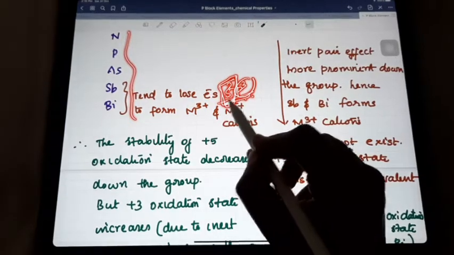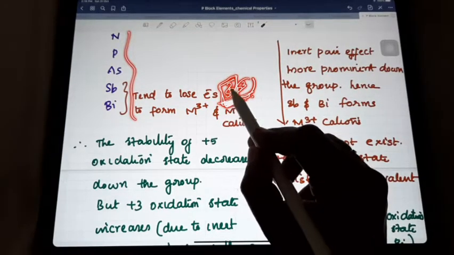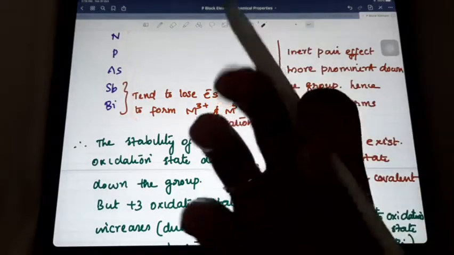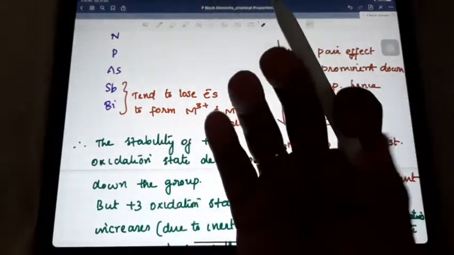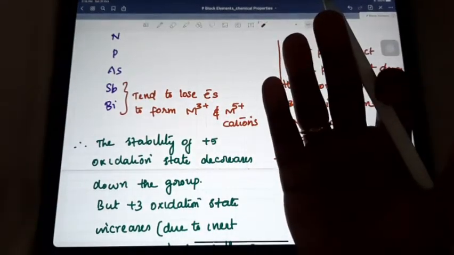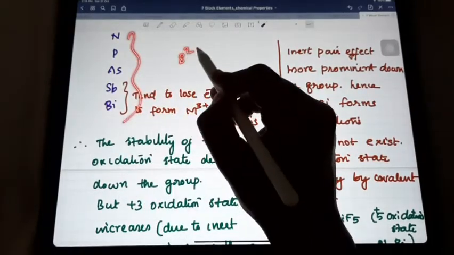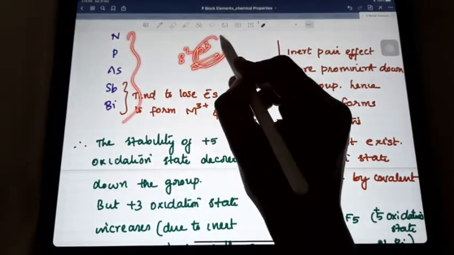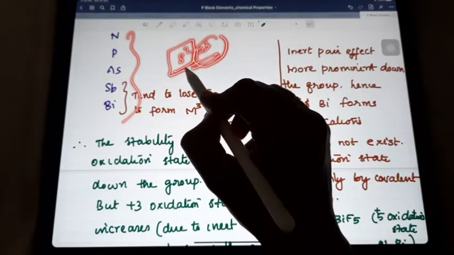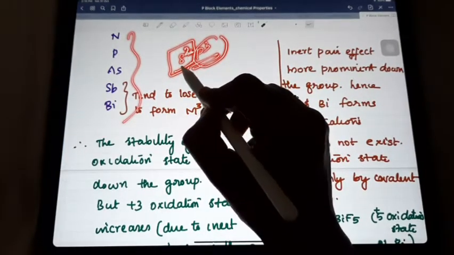Yes, that's why this S subshell is said to have the inert pair effect. When a pair of electrons is not active in any case, it is said to be an inert pair. Here, all the members have an S2P3 configuration, because the subshell is closing with 3 electrons. That means the S has 2 electrons, and this pair of electrons is inert.